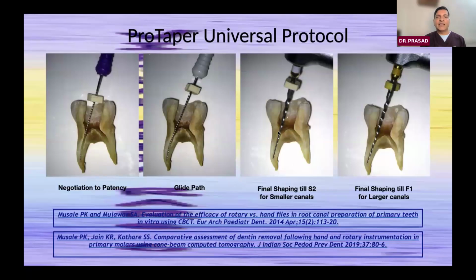So the smaller size canals in the mandibular molar are the mesiobuccal and mesiolingual. And the distal canal is going to be the larger canal if it is a single canal. So final shaping for the larger canal is done till F1. So that is how you will select it.